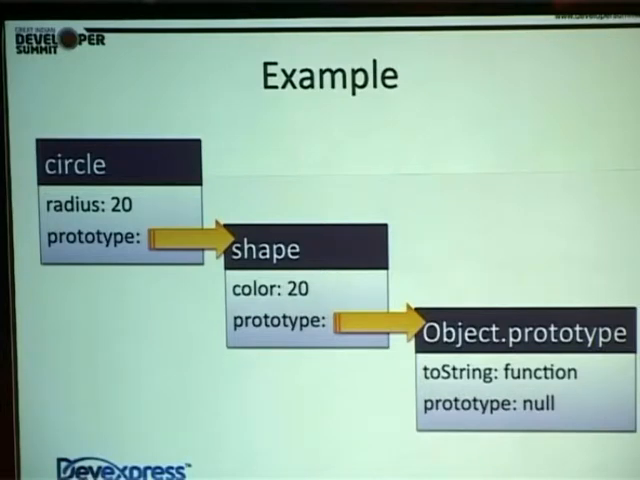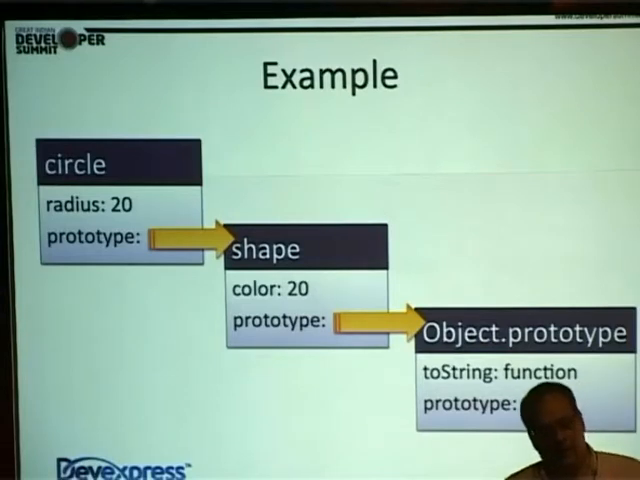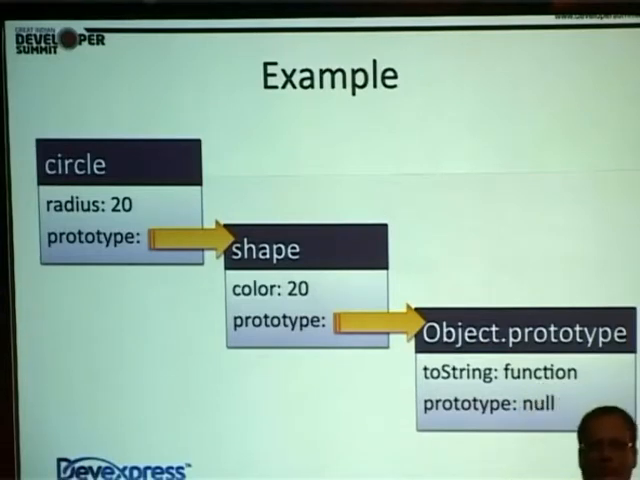Now, let's suppose that circle inherits from the shape object. What happens here is the interpreter starts off with a circle object. Does it have a color property? No, it doesn't. It then goes to the prototype, picks up that object, and says, do you have a color property? Yes, you do. And it continues down the prototype chain like this.